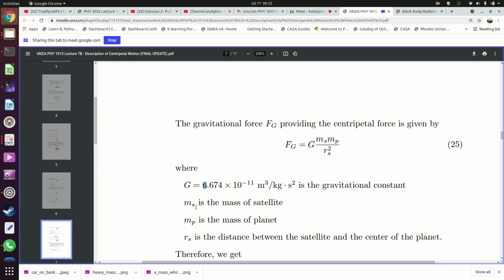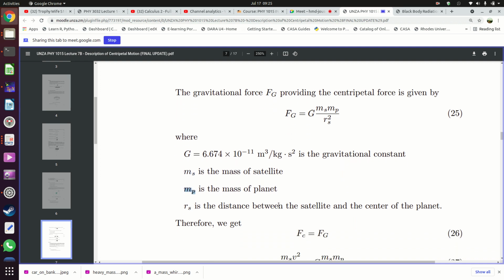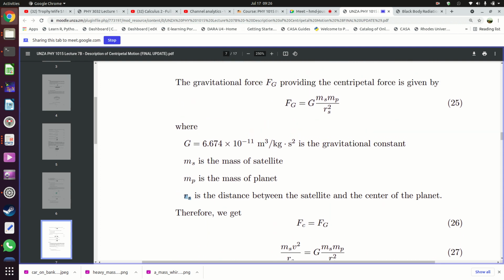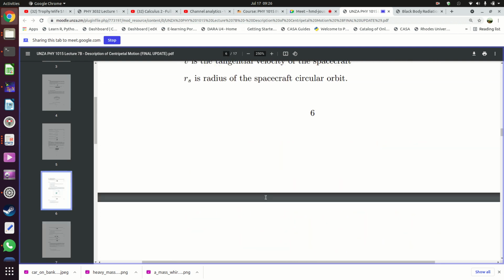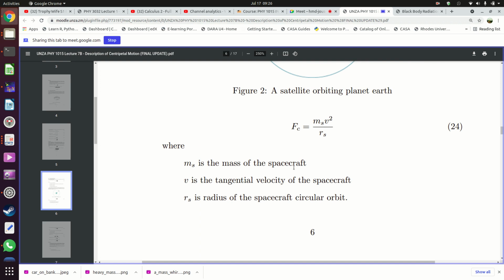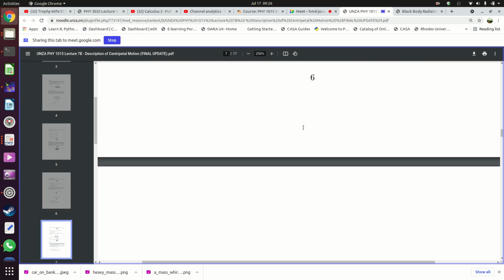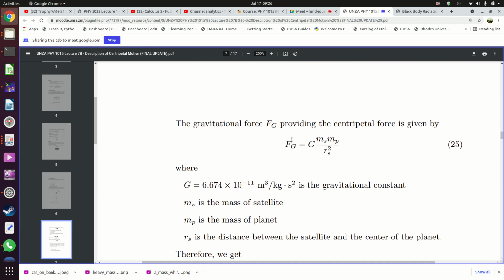Then ms is the mass of the satellite. Then mp is the mass of the planet this particular satellite is going around. Then rs is the radius of the satellite's orbit. So since we have our centripetal force as this bit here, this is our centripetal force for the satellite, and this centripetal force is being provided by gravity, Fg.